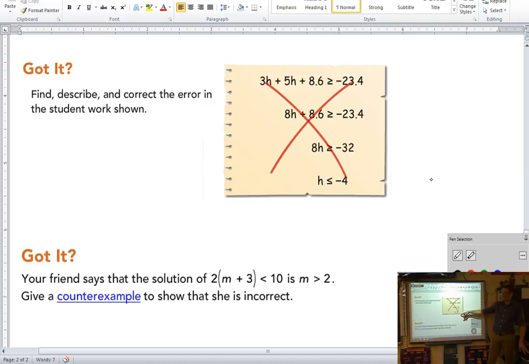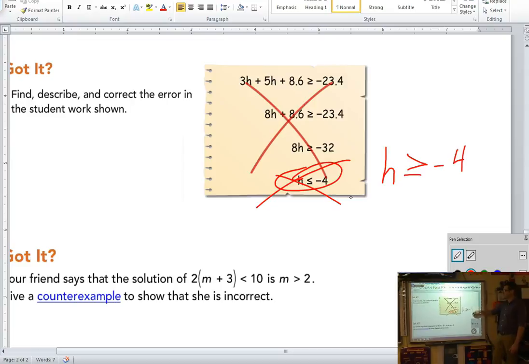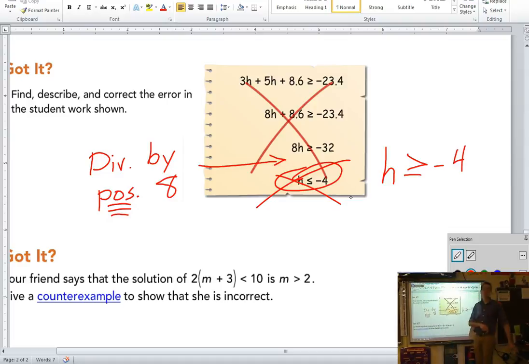Sam? Why did they flip their sign? There's no reason to do that. So go ahead and cross this out at the bottom. That should be H is greater than or equal to negative 4. That inequality symbol never should have flipped because right here they divided by positive 8. And when you divide by a positive, the inequality symbol does not change. They would have had to divide by a negative in order for that to change.